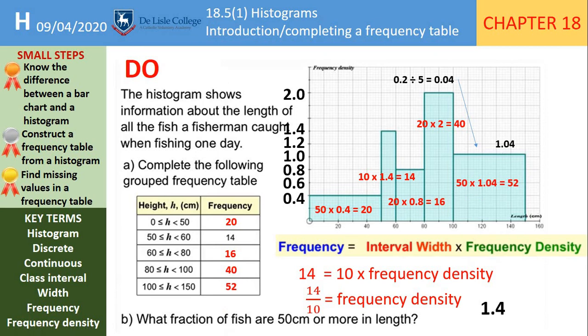For part B, what fraction of fish are 50 centimetres or more in length? So that means the last 4 bars. The last 4 frequencies added together give us 122 out of the 142 in total. This cancels to 61/71.